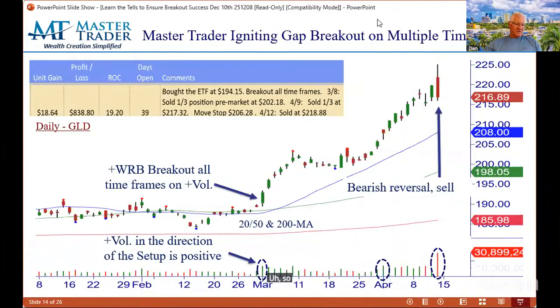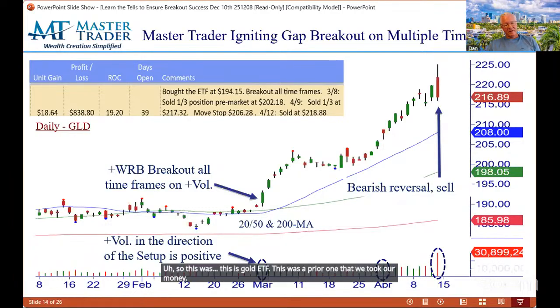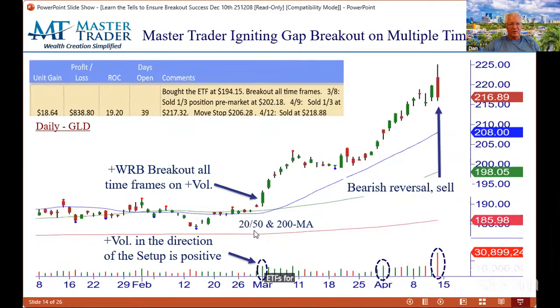So this is gold ETF. This was a prior one that we took our money, but we re-entered gold in our ETF letter, which only trades ETFs for longer holding periods. So this one we held 39 days. Look at these flat MAs. So this was back in March. That is a no-brainer igniting breakout.